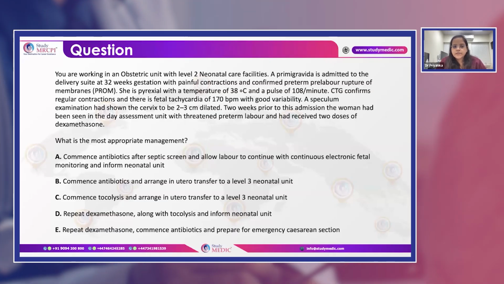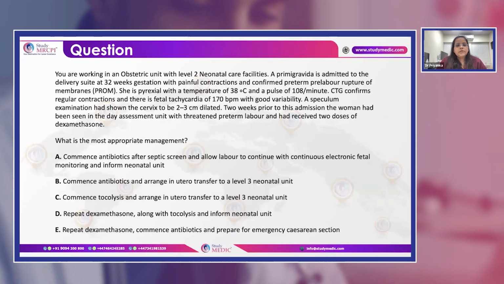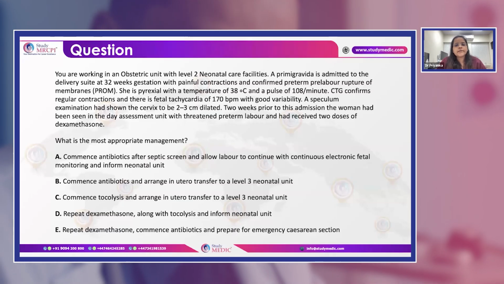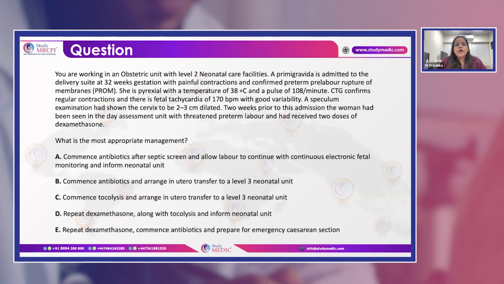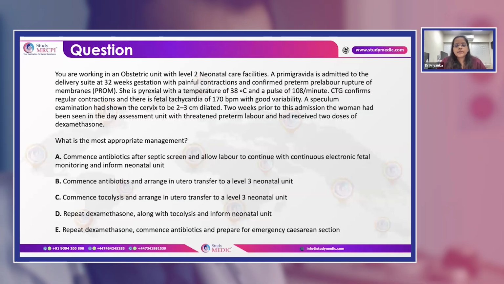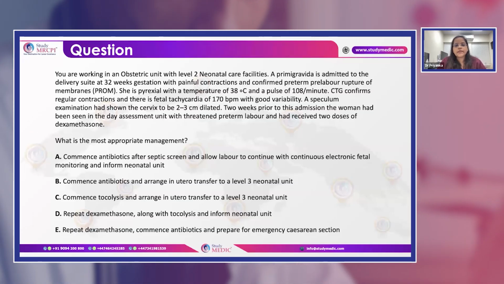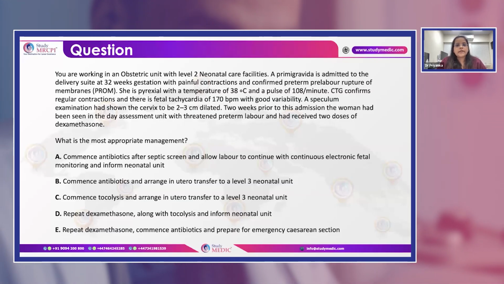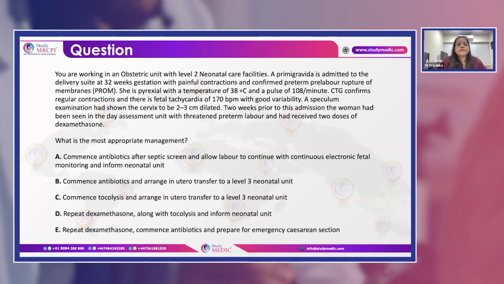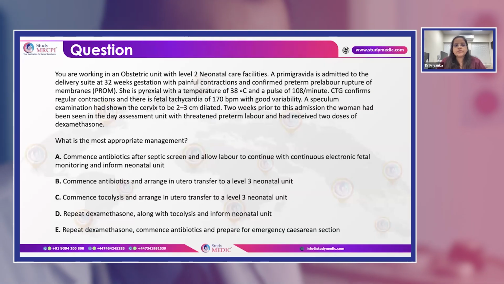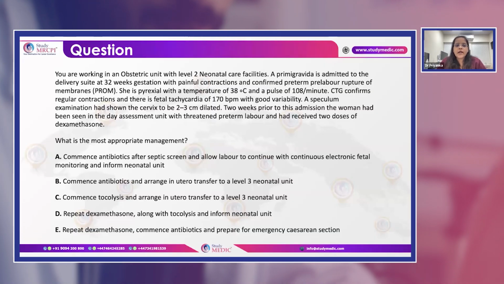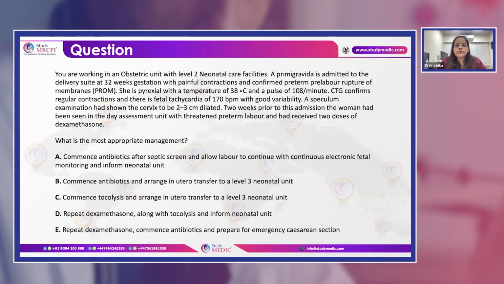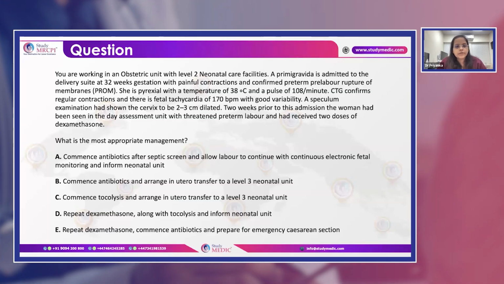So what's the most appropriate management in her case? Okay. So she's 32 weeks, and she has come to the level 2 care, but looking at the clinical scenario, she has come with PPROM, but she has clinically signs of chorioamnionitis, the maternal and fetal signs, because there is fever, there is tachycardia, there is fetal tachycardia with maternal tachycardia, but the variability is good, and the cervix is found to be 2 to 3 centimeters. So the best option is to commence the antibiotics, but after doing the septic screen, and allow the labor to continue with continuous electronic fetal monitoring and informing the neonatal unit.